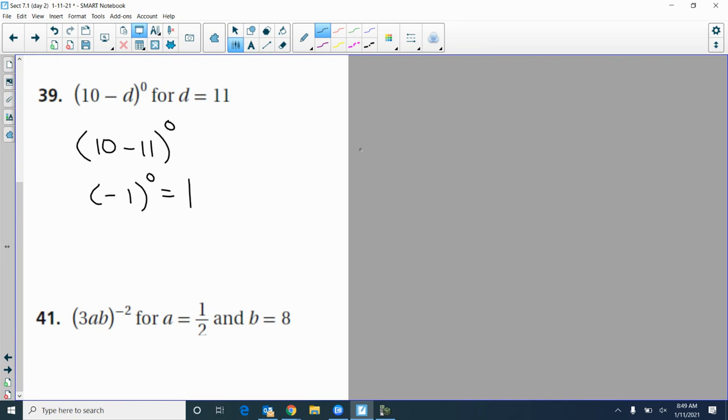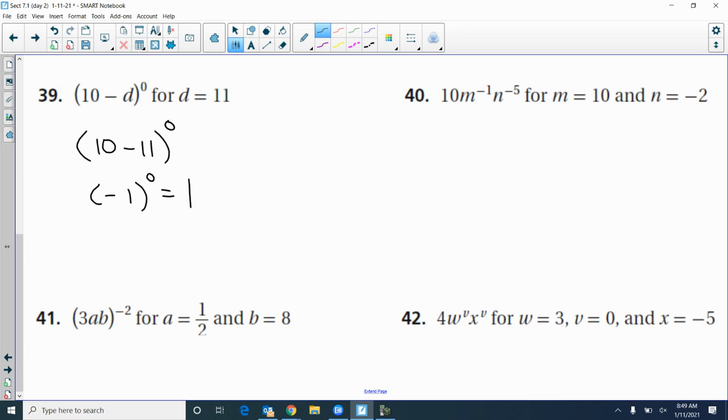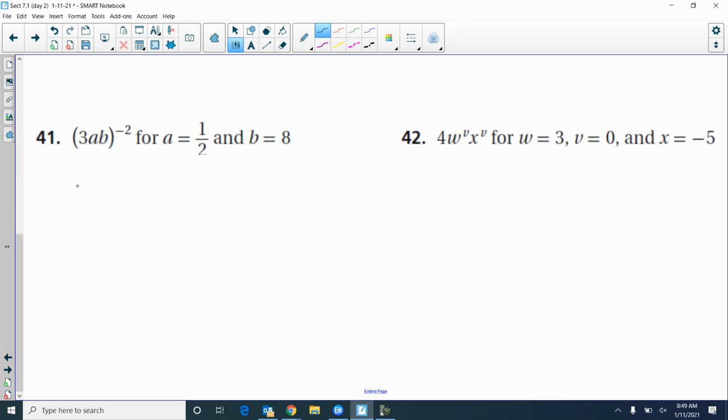All right, now this one gets a little dicey here. Substitute in first of all. 3, A is 1/2, B is 8, all to the negative second power. We want to multiply these 3 together. You should be able to do this. Your calculator will help you. You should be able to do this by the order.